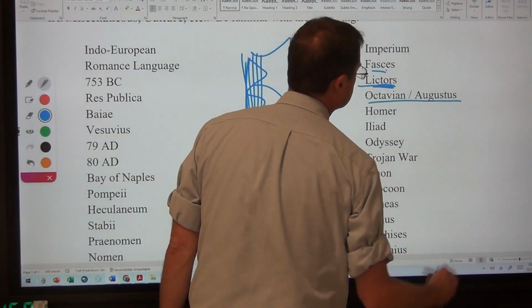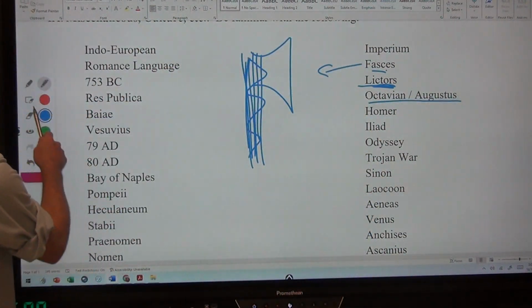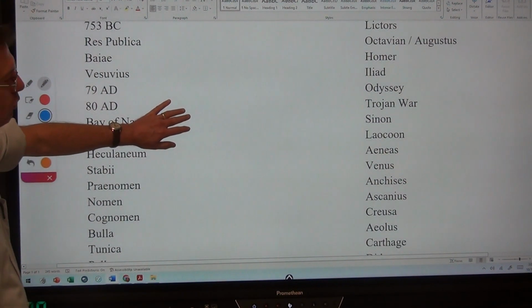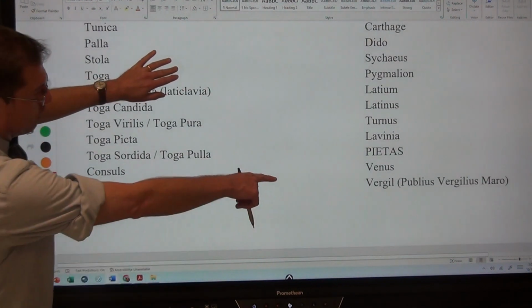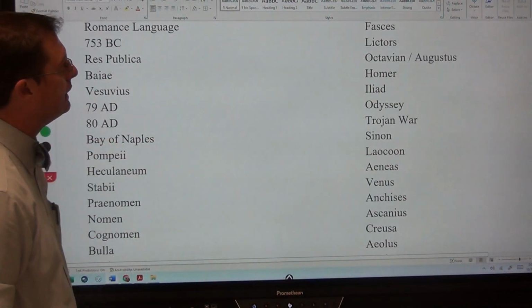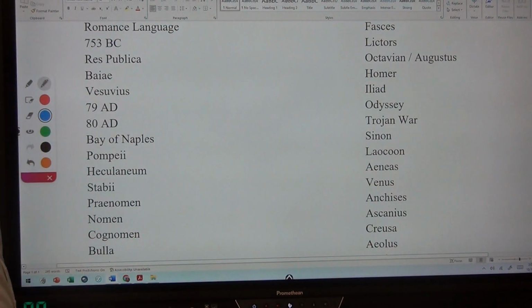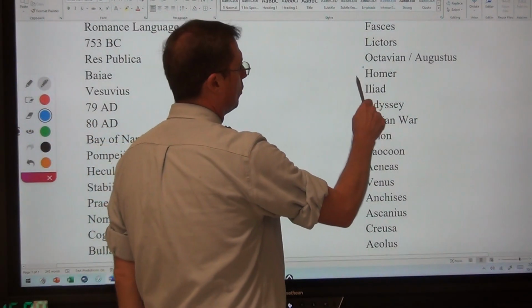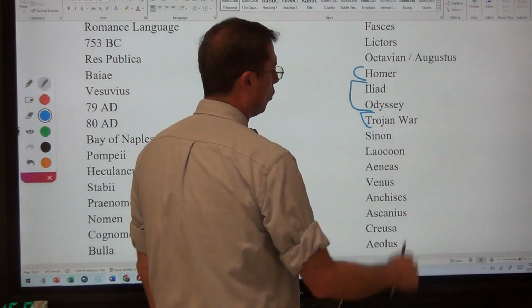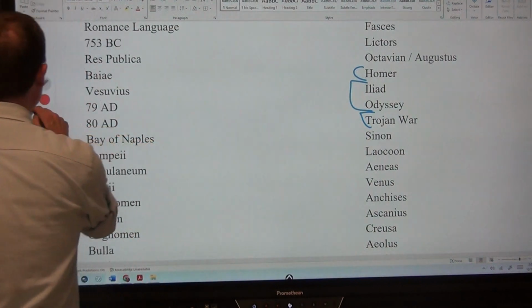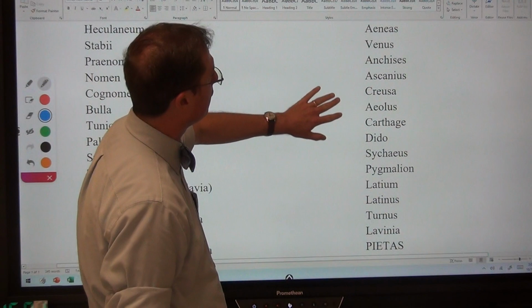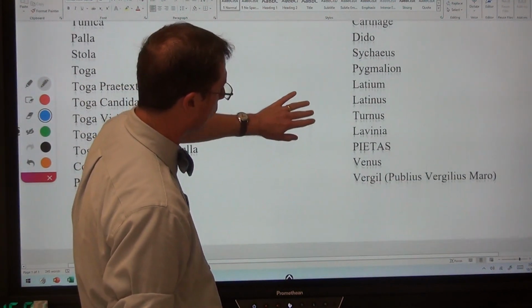Octavian, who then gets the name Augustus, is going to be the one that finally brings peace and stability after 100 years of civil war, and he is the one that gets Virgil, down there at the bottom, Publius Vergilius Maro, to write the national Roman epic, which is the Aeneid. His model is the great epic poet Homer, who sings the Iliad and the Odyssey about the Trojan War, which is at the root of it all. And then the rest of these items are those people and characters that we encounter in the whole story of Aeneas, and so forth.